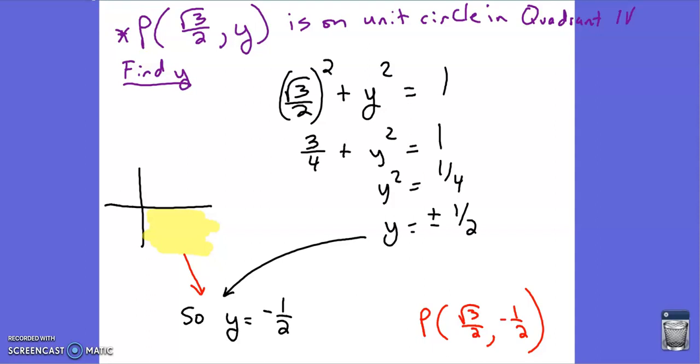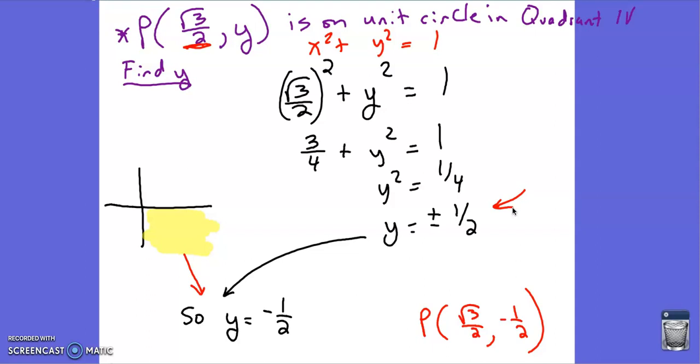Let's look at another point, with x equal to square root of 3 over 2. Notice I don't give you the y, but I'm telling you it's on the unit circle, and I'm also telling you it's in quadrant 4. So if we follow x^2 + y^2 = 1, the equation of the unit circle, and we plug in what we do know, which is the x, we solve for y, and we notice y is positive 1/2 or negative 1/2. Well, which one is it?